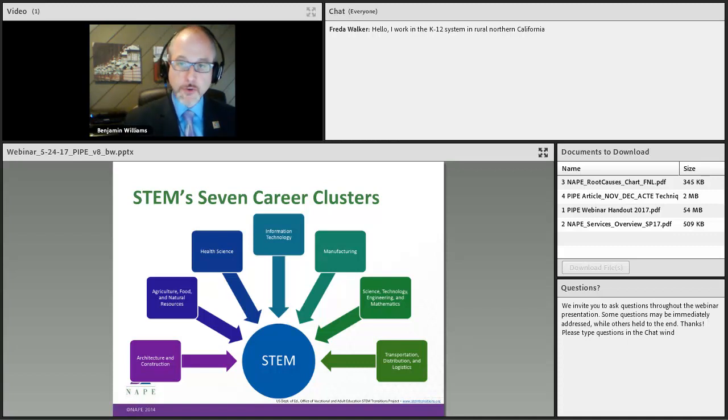Let me ask of the group, which gender do you think is most underrepresented in those pathways? Women or men? Go ahead and put that in the chat.